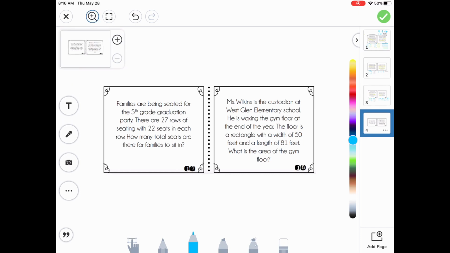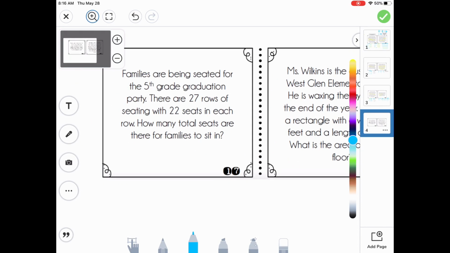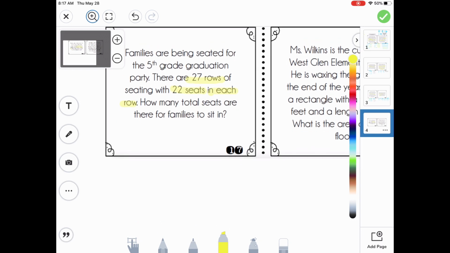The first problem on the last page says, families are being seated for the 5th grade graduation party. There are 27 rows of seating with 22 seats in each row. How many total seats are there for families to sit in? So in order to solve this problem, I'm just going to multiply. I know 27 times 22 would give me how many total seats that there are.